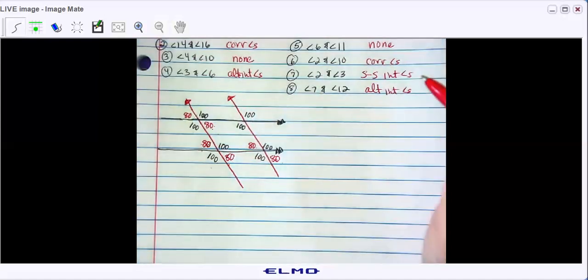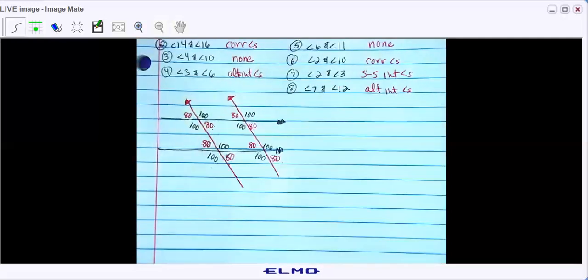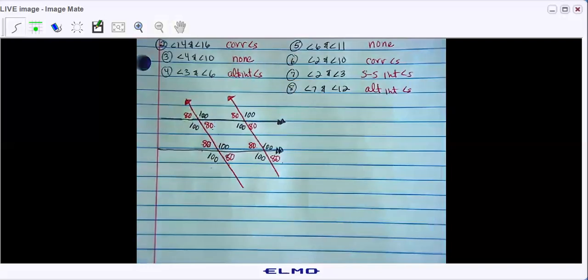80. What's it going to be? 80. Yep. Those are also going to be 80 because they're supplementary right next to each other. So my bold statement was true. I gave you one angle and we filled in the other 15.